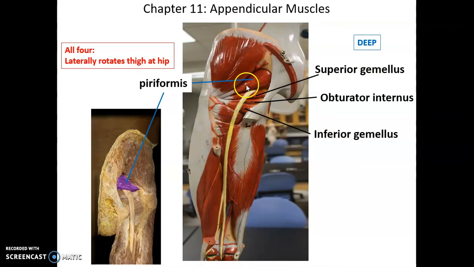Also underneath gluteus maximus are these four smaller muscles: piriformis, superior gemellus, obturator internus, and inferior gemellus. So boom, boom, boom, boom. And these four muscles can laterally rotate the thigh at the hip joint.